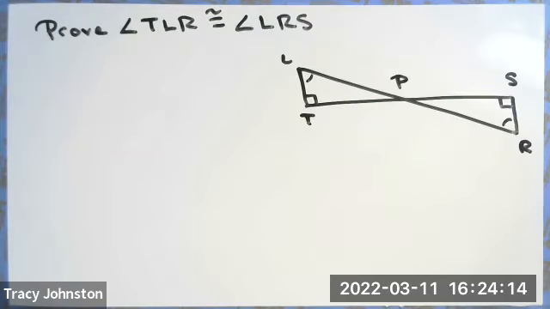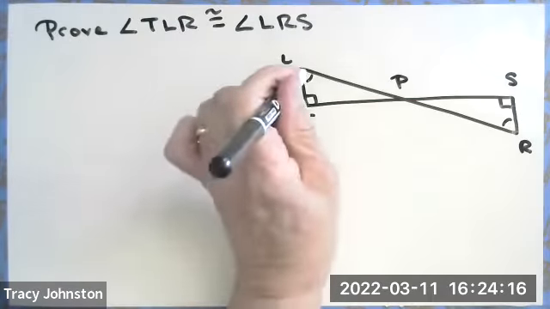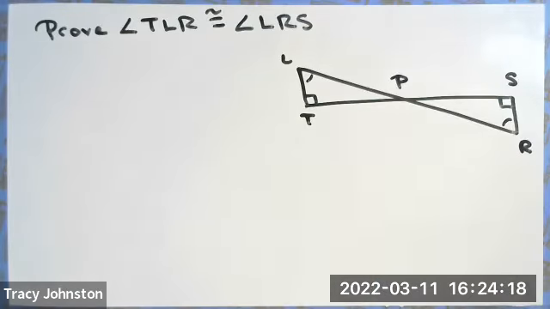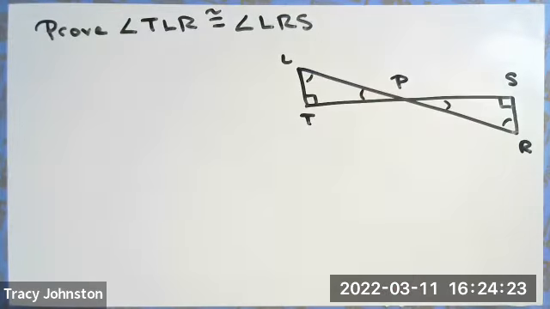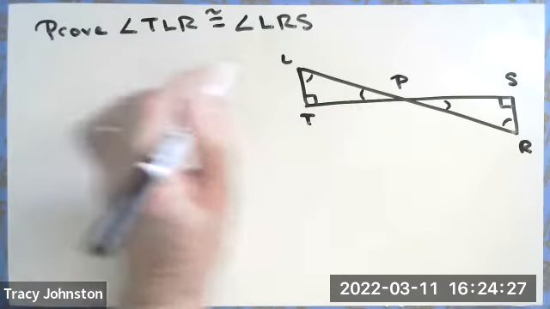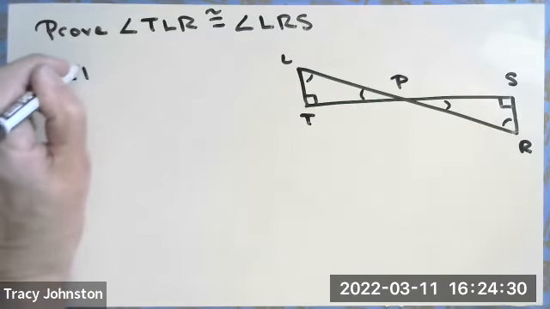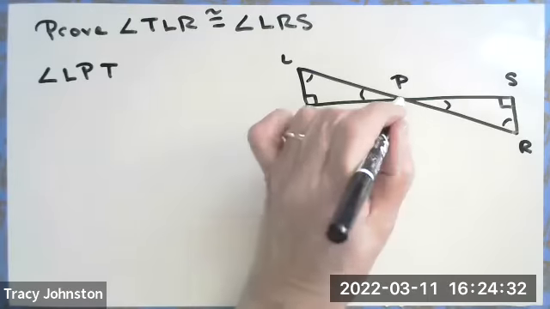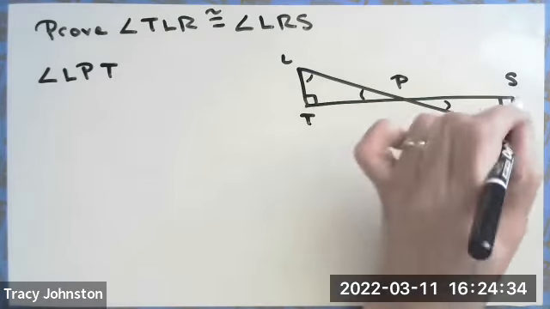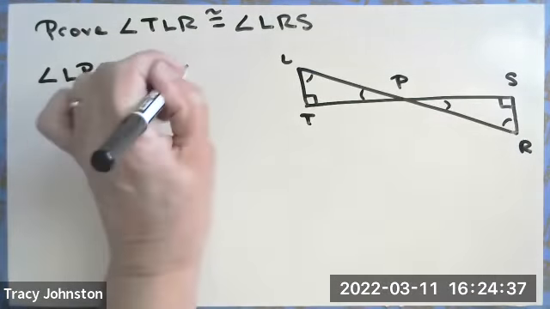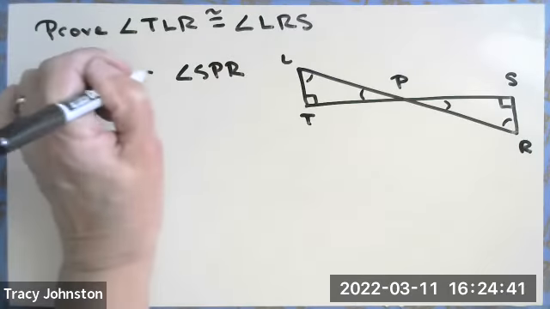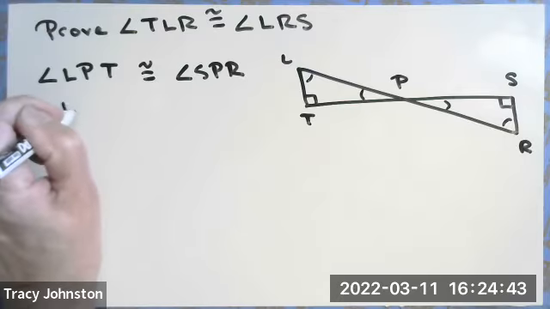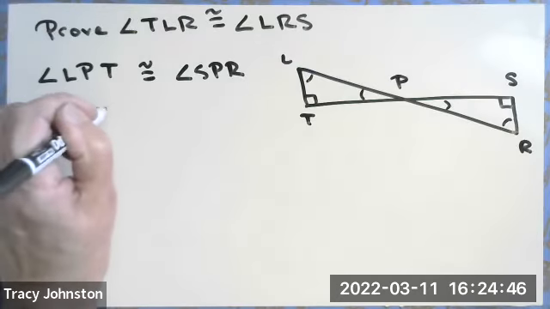Well, the first thing that we see is that we have two lines that are intersecting right here, and therefore they form two vertical angles. So I'm going to describe this angle as angle LPT, where the vertex is here at P, and this angle as angle SPR. And I know that they are congruent because they are vertical angles.